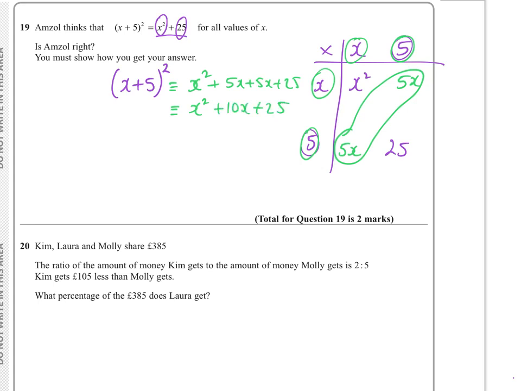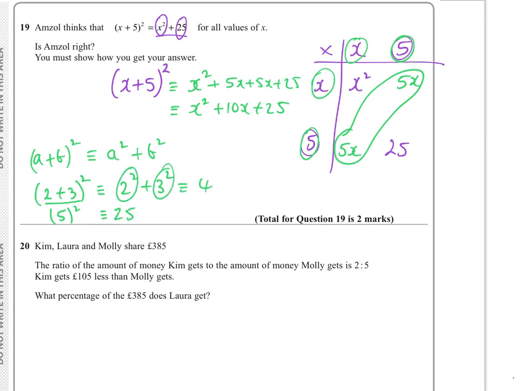So be careful. A lot of students do think that (a + b)² is a² + b². But if you just put some numbers in here, (2 + 3)² for example, what is that, 2² + 3²? Well, 2 + 3 is 5, and 5 squared is 25, but 4 + 9 is 13, and 13 is not equal to 25. So that's not how we square things, okay? So it's a common misconception.